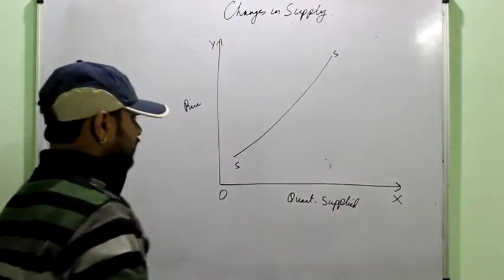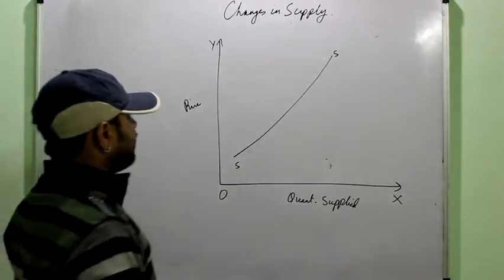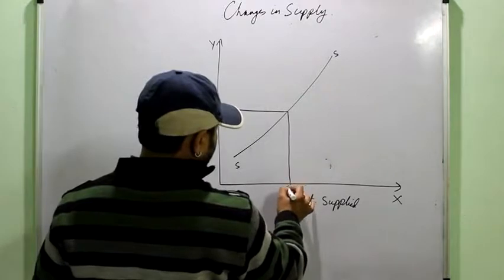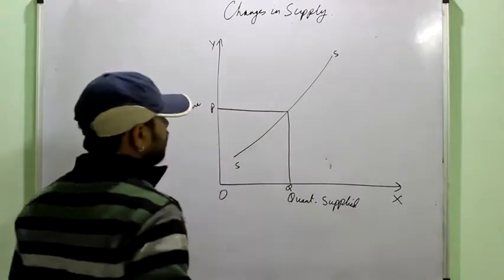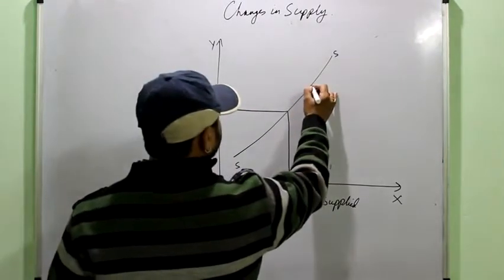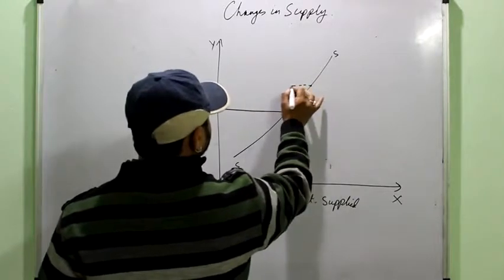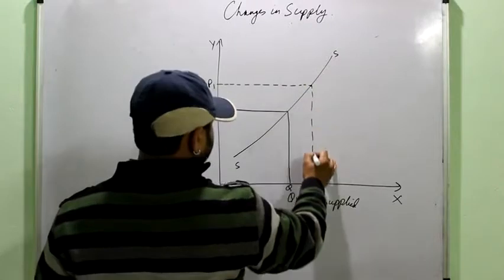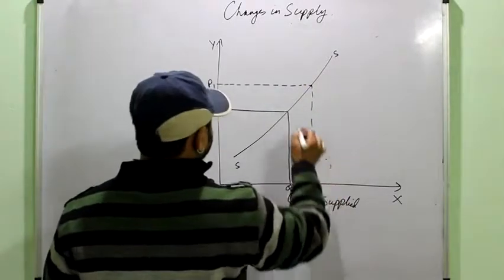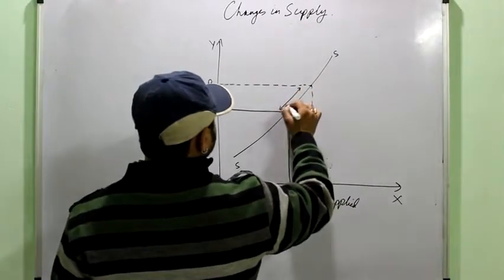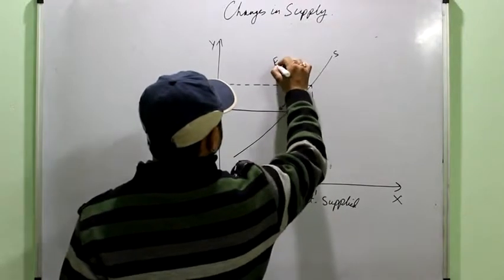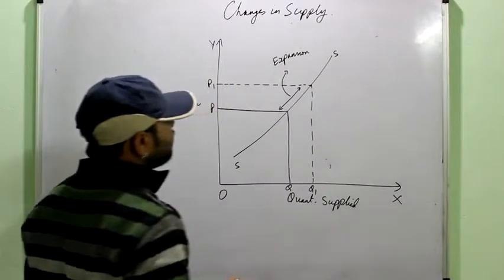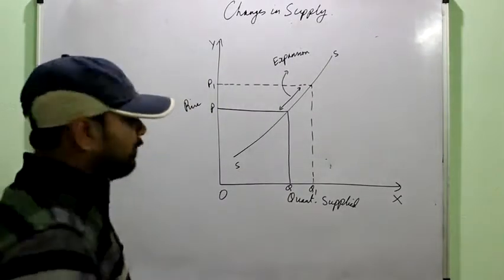Again, I have taken quantity supplied on the x-axis while price on the y-axis. Taking any point as my original price and original quantity. Now suppose I move to point A at P1, quantity also rises to Q1. This is the expansion, rise in supply due to rise in price.